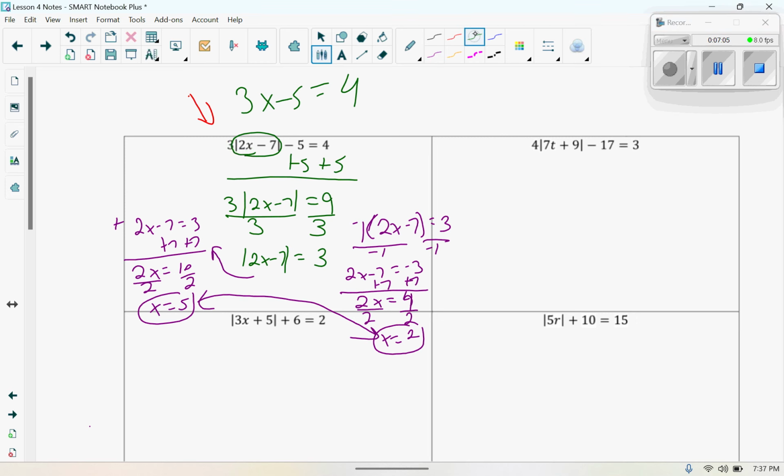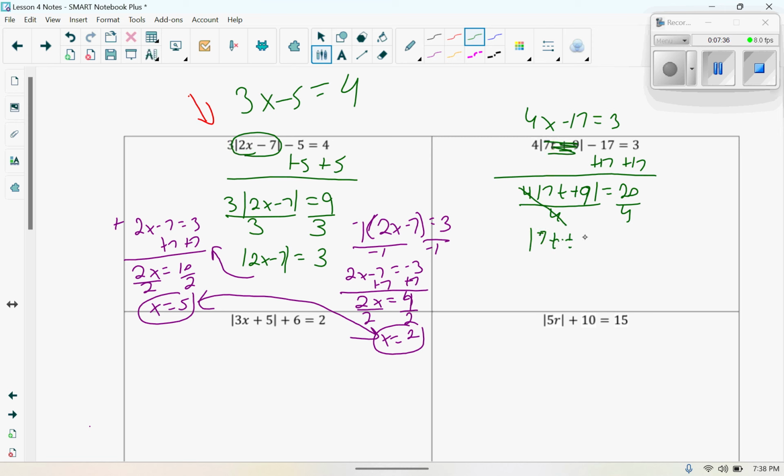Okay, let's do this one over here. I'm going to add 17 to both sides, and I'm going to divide by 4. Notice I'm looking at it like this first step. I don't really care what's in here. I could care less what's in there right now. I'm just going to solve for that middle part. So I've got the middle part by itself. I'm just going to say the absolute value of 7t plus 9.